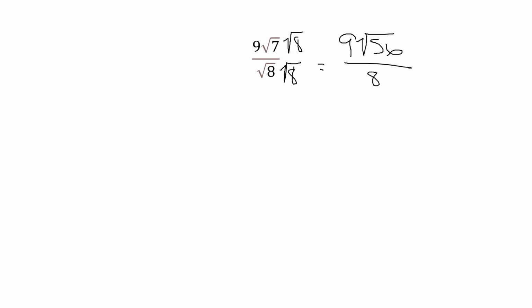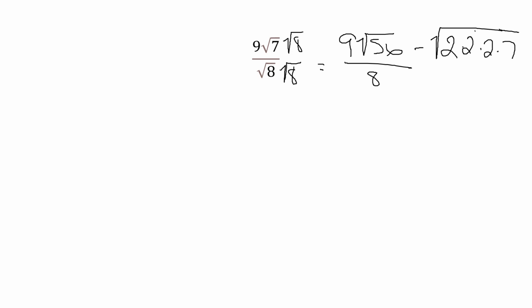Okay, now we're going to need to simplify, if we can, the fraction. Well, 9 over 8 is not going to simplify. So that's going to just stay just like that. Square root of 56, though. Square root of 56, let's see. 56 is going to be 2 times 28. 28 is going to be 2 times 14. 14 is 2 times 7. Let me see if that's right. 2 times 2 times 2 times 7. Good, 56.